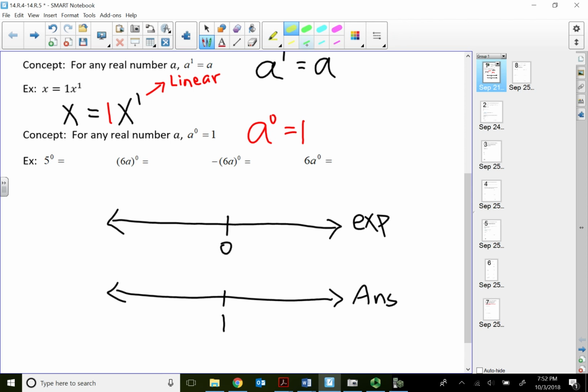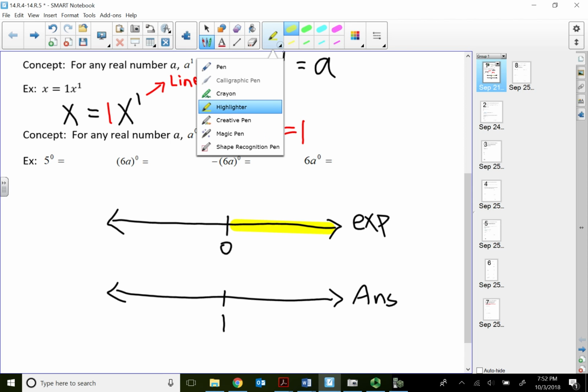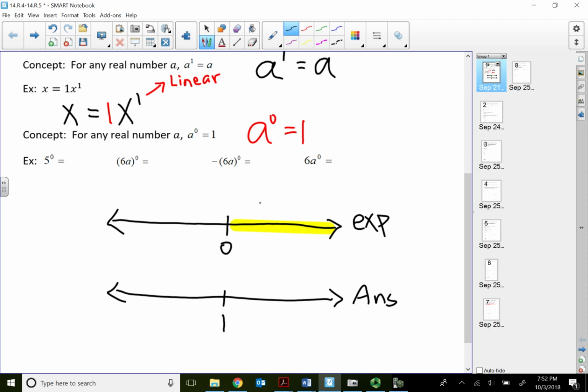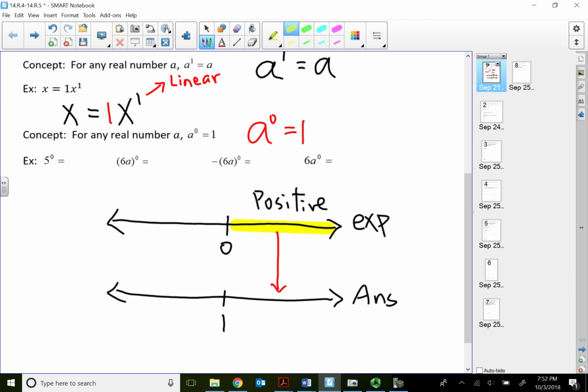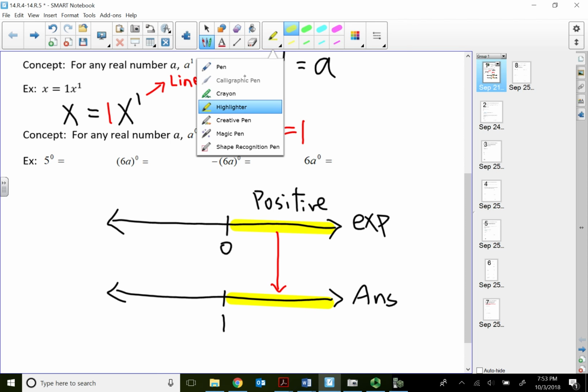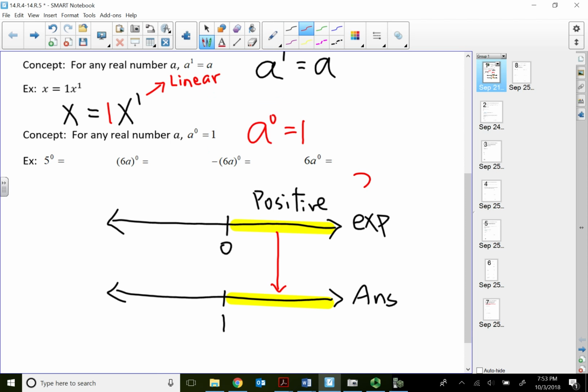Any exponent to the right side of 0 is referred to as a positive exponent. That means a positive exponent will always give me an answer that is greater than 1. So for example, if I have 2 to the first power, my answer is simply 2. So any positive exponent is always going to give me an answer greater than 1. 2 is greater than 1.